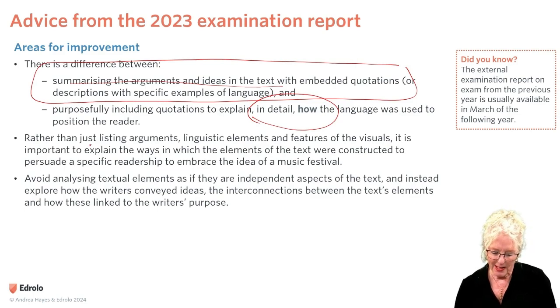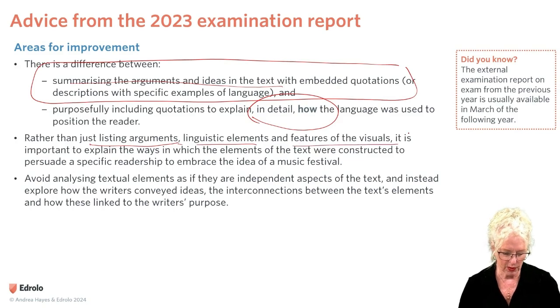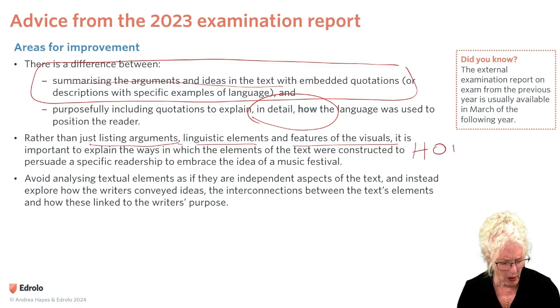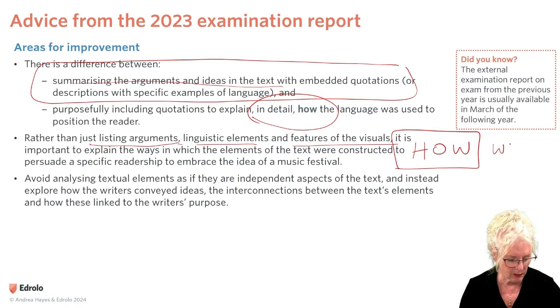Rather than just listing arguments, linguistic elements and features of visuals, it is important to explain the ways in which the elements of the text are constructed to persuade a specific readership to embrace the idea of the music festival. That was what the topic was for the 2023 exam. We are always looking at this how. How do they do it? And then we get down to the impact about why.